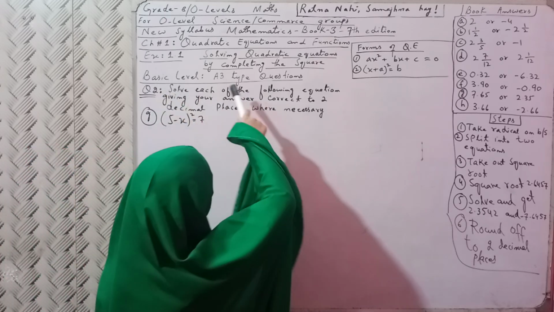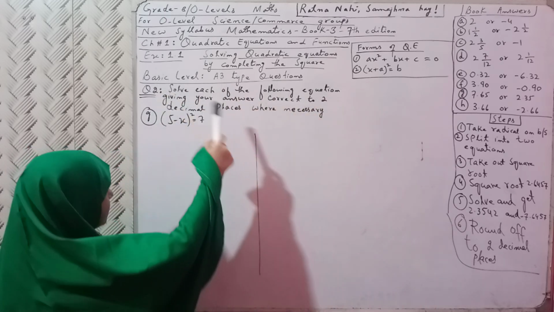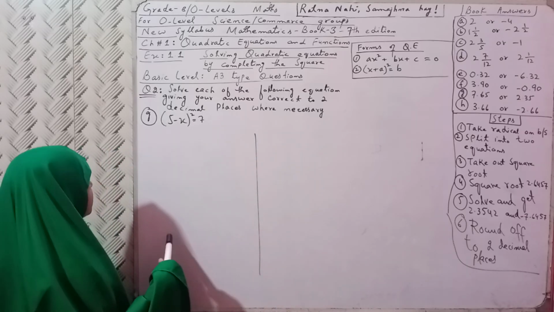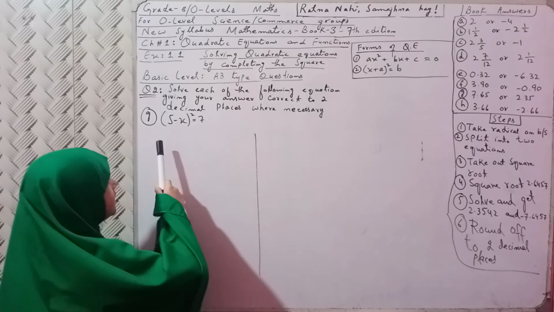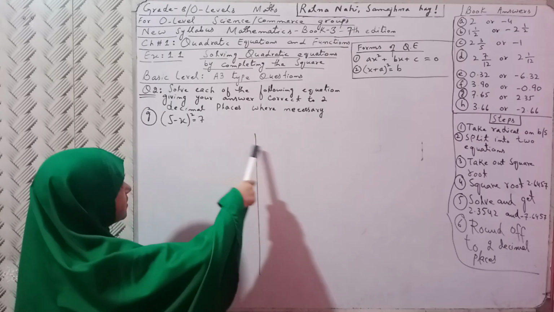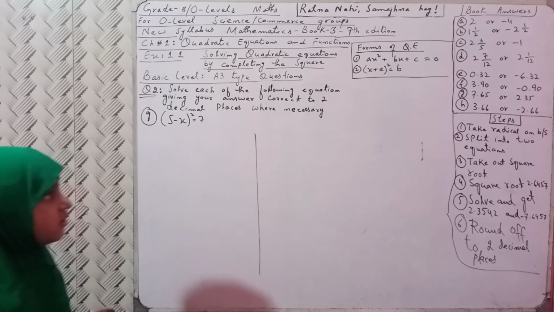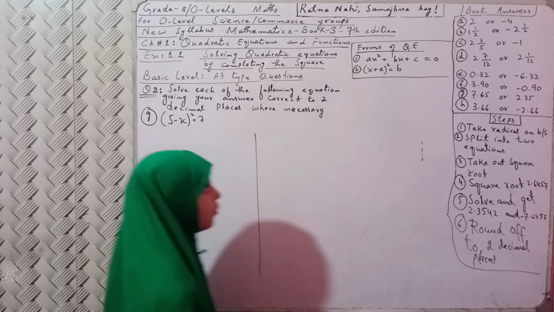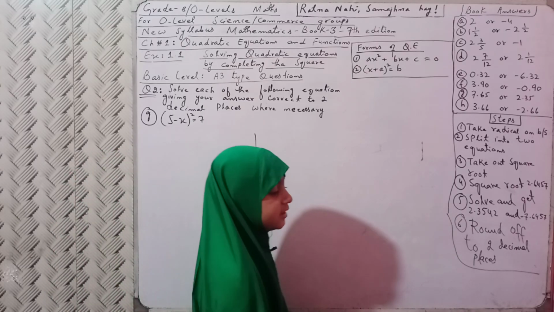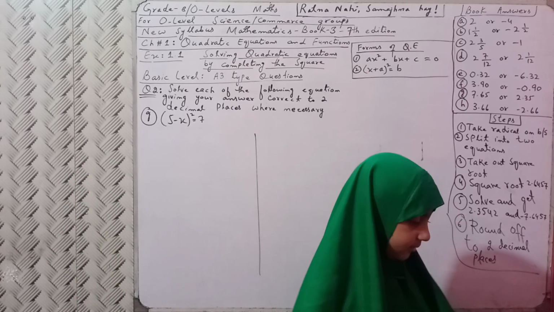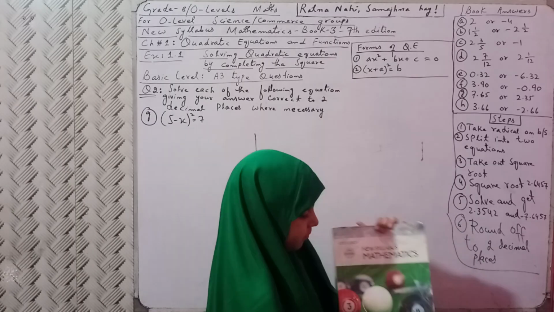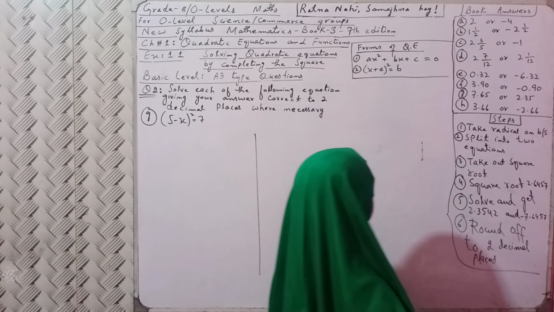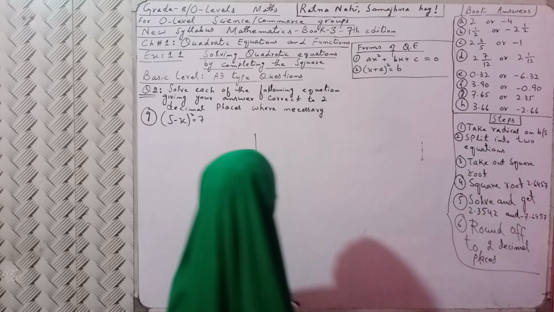Exercise 1.1, solving quadratic equation by completing the square. Basic level A3 type question. Question number 2, solve each of the following equations, giving your answer correct to decimal place where necessary. The book answers and the steps are written, and we are going to start. So the first step is take radical on both sides.